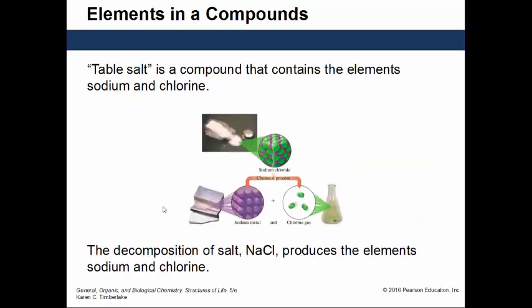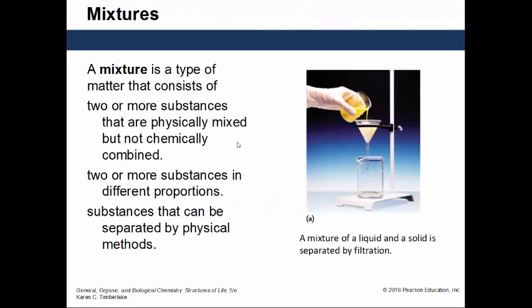All right, we just talked about table salt. Table salt is a compound that combines the elements of sodium and chlorine. When they form together, sodium chloride, that forms table salt. That's a very good example of a compound. So sodium and chlorine will form the common table salt. All right, next move on to mixtures.